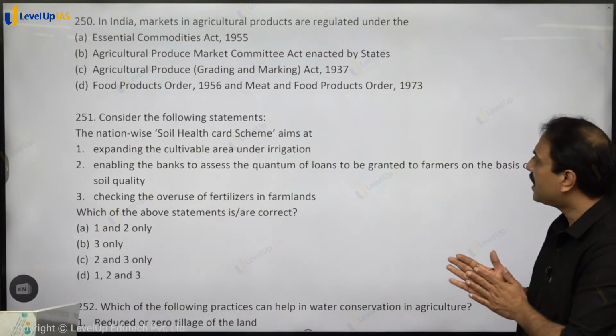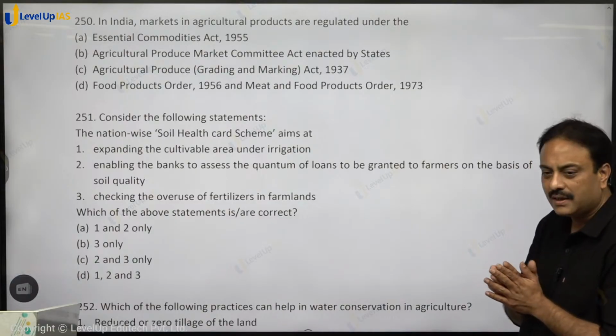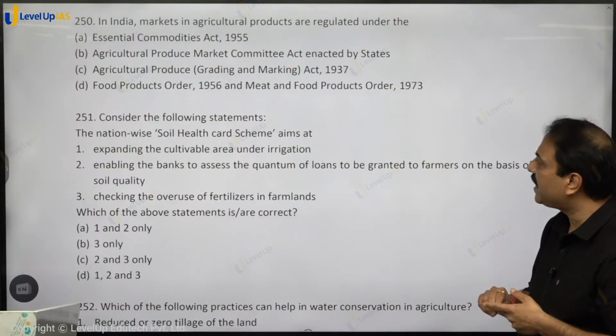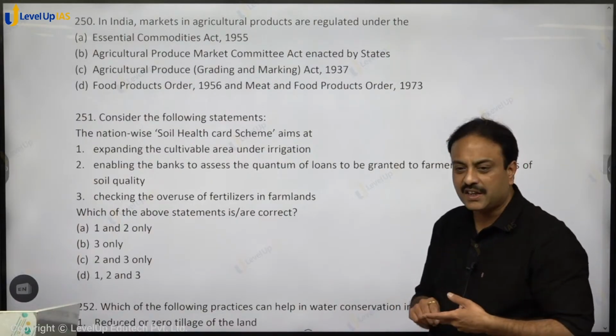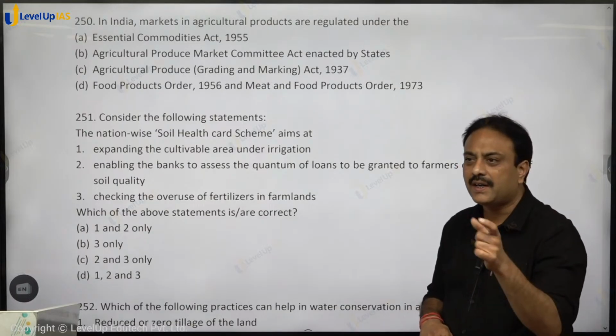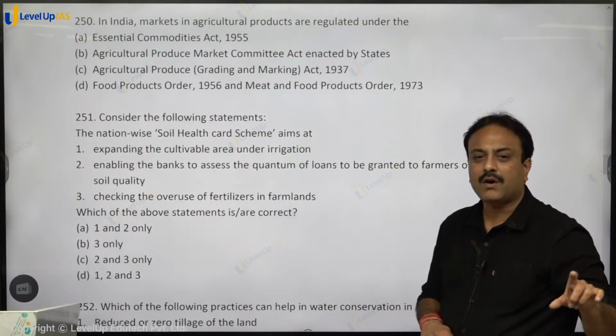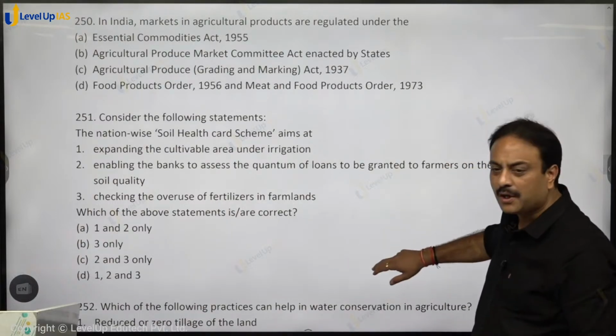In India, markets in agricultural products are regulated under APMC, the Agriculture Produce Market Committee Act enacted by the states. It is a state subject, completely under the domain of the state government. When you go on the outskirts of the cities, you find the mandi. They are all controlled by the state government. So that is APMC, option B for boy.